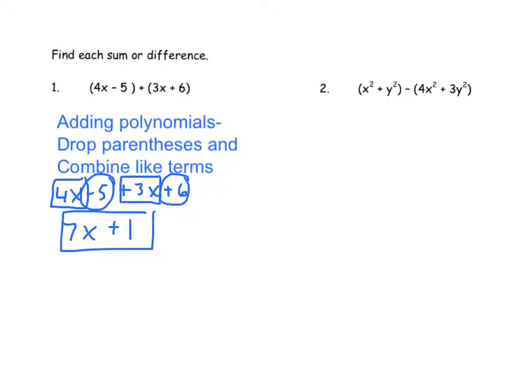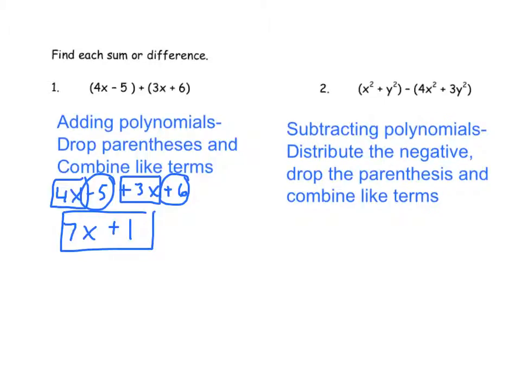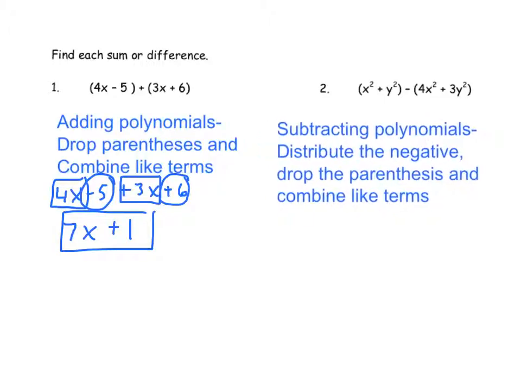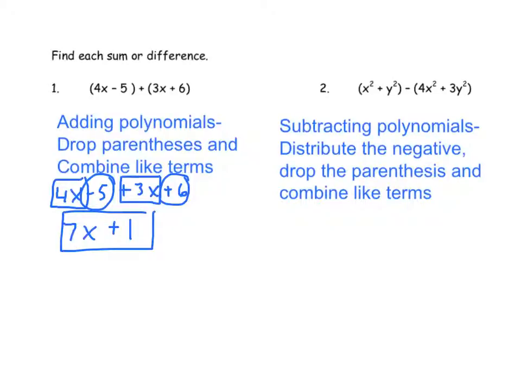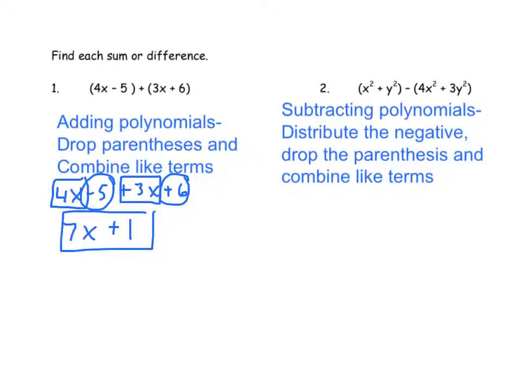All right, so number 2, we're now subtracting. So we have a different rule for subtracting. What you're going to do when you subtract is distribute this negative across the second term, and then you're going to combine like terms. So you're going to subtract, distribute the negative to the second term, and then drop the parentheses and combine like terms. So let's start.